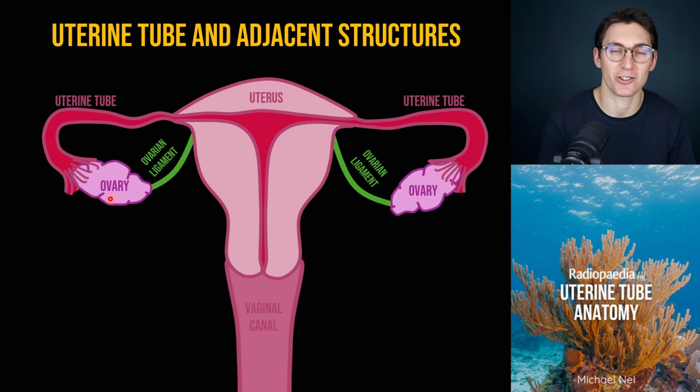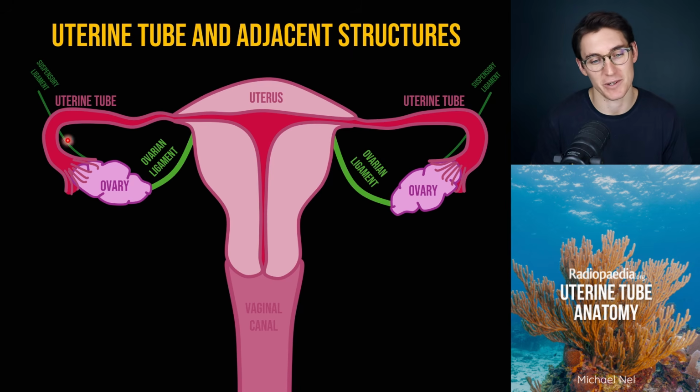A second ligament, known as the suspensory ligament of the ovary, heads out from the lateral aspect of the ovary all the way to the pelvic side walls. This is a thin fold of peritoneum, and it makes up the superior lateral margin of the broad ligament, which we're going to look at later. So it's the ovarian ligament in combination with the suspensory ligament that holds the ovary in place.